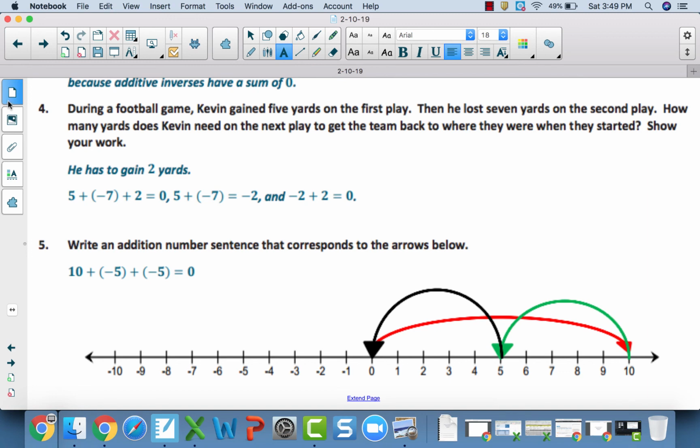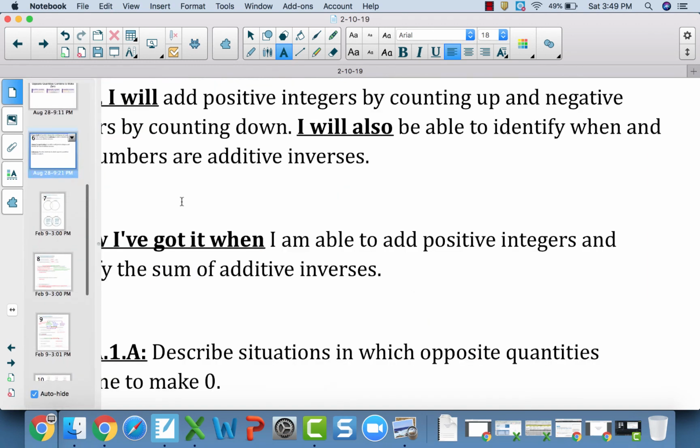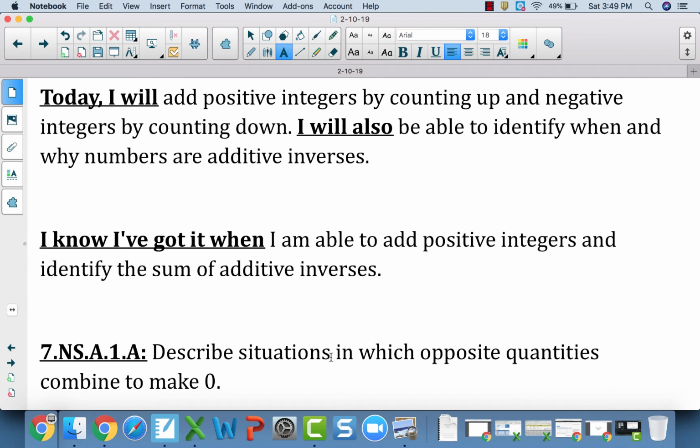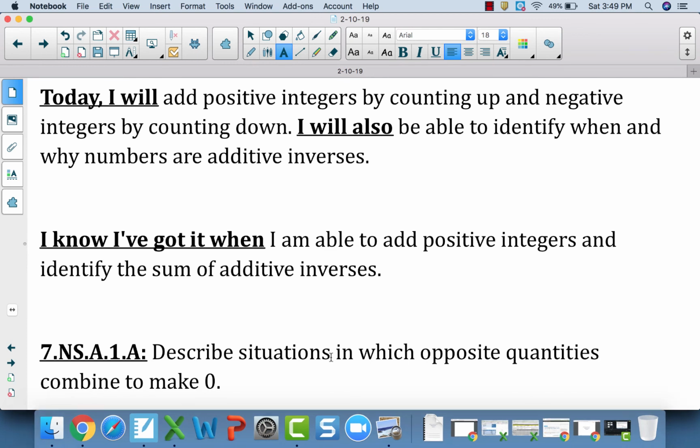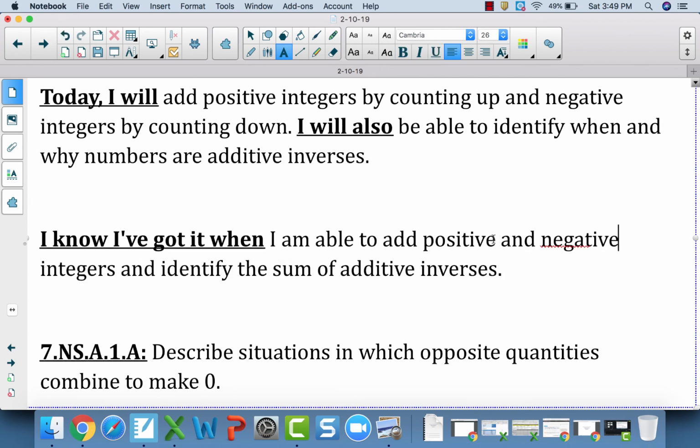So, just going back to the expectations for this lesson, at this point, you guys should now know how to add positive and negative integers through the use of counting up and counting down. And you should be able to also identify the sum of additive inverses as always being 0. If you are able to handle those 5 problem set questions with relative ease, you have mastered this lesson.